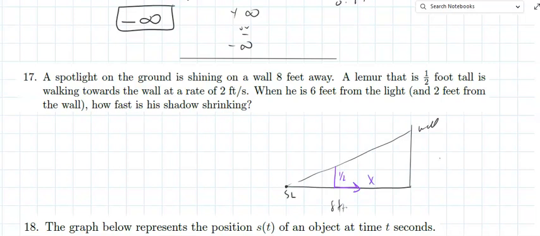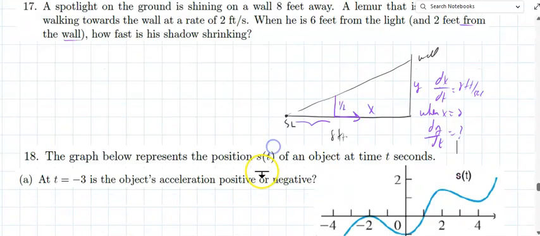So if I call that x, dx/dt is 2 feet per second. When he is 6 feet from the light, that means x equals 2, 2 feet from the wall. How fast, call this the shadow y, what does dy/dt equal? Well, here we need an equation.